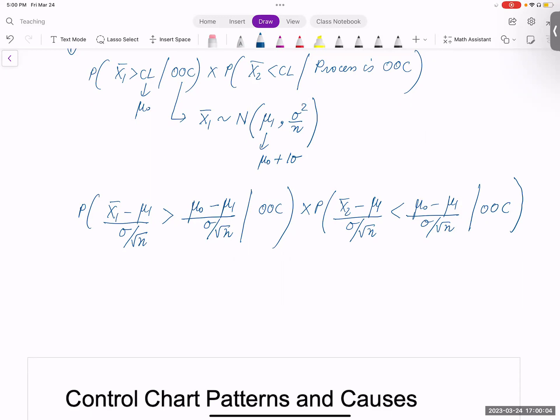Okay. All right, so now I can say this is the probability z greater than mu 0 minus mu1, which is just negative sigma, and sigma gets cancelled out, so you get negative square root of n, given OOC, times the probability z less than, again you get negative square root of n, given the process is out of control.